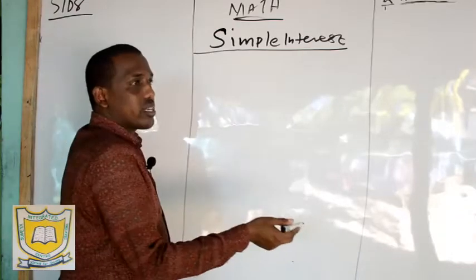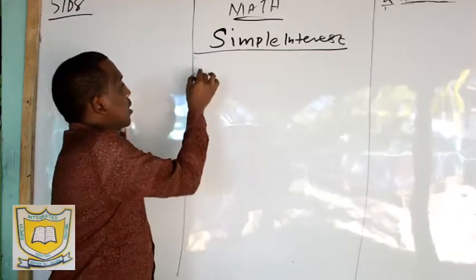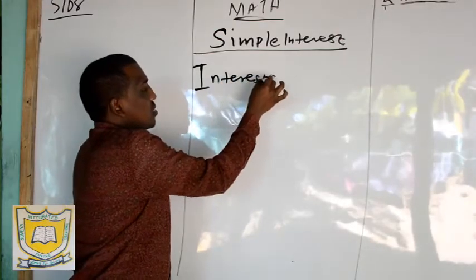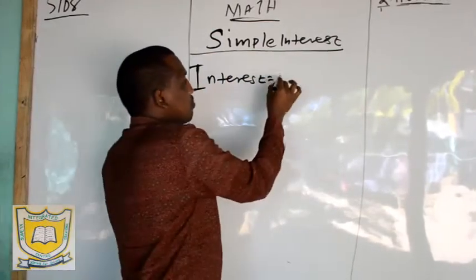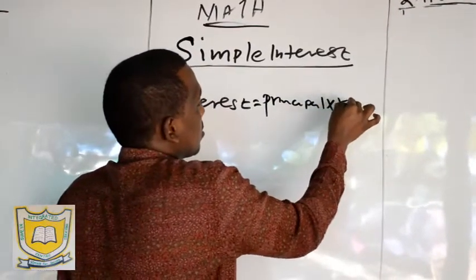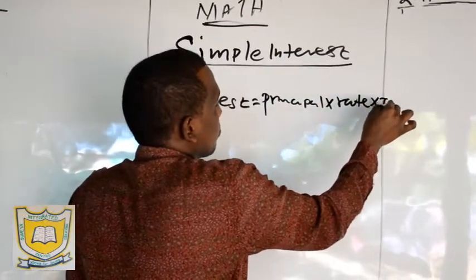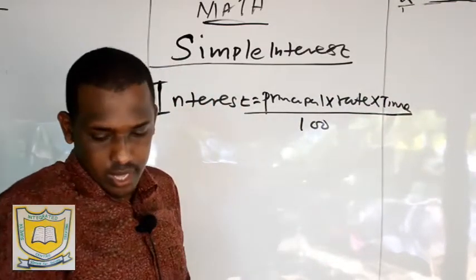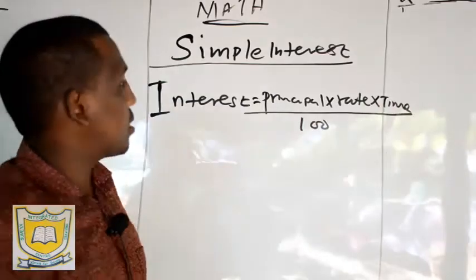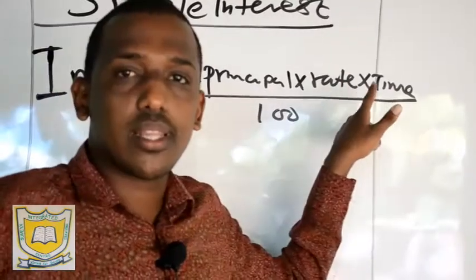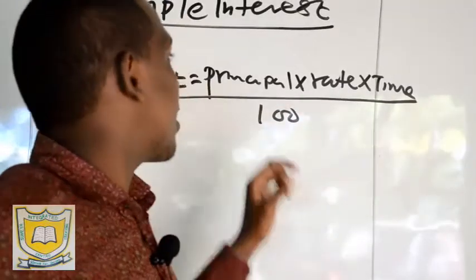Simple interest: there are some formulas we need to cram. Let us see now. Interest is equal to principal times rate times time over 100. That's how we get the interest. So interest is equal to the principal times the rate times the time, over 100.